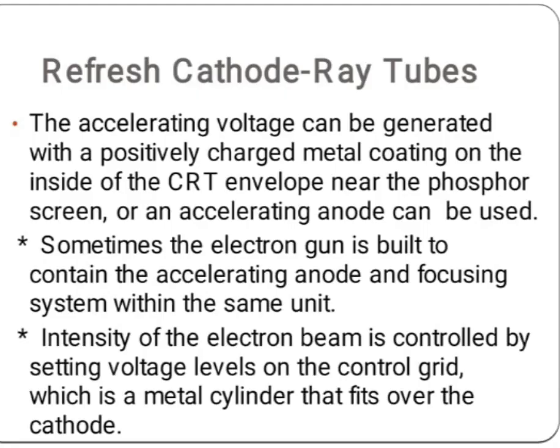The accelerating voltage can be generated with a positively charged metal coating on the inside of the CRT envelope near the phosphor screen, or an accelerating anode can be used. Sometimes the electron gun is built to contain the accelerating anode and focusing system within the same unit. Intensity of the electron beam is controlled by setting the voltage level on the control grid, which is a metal cylinder that fits over the cathode.